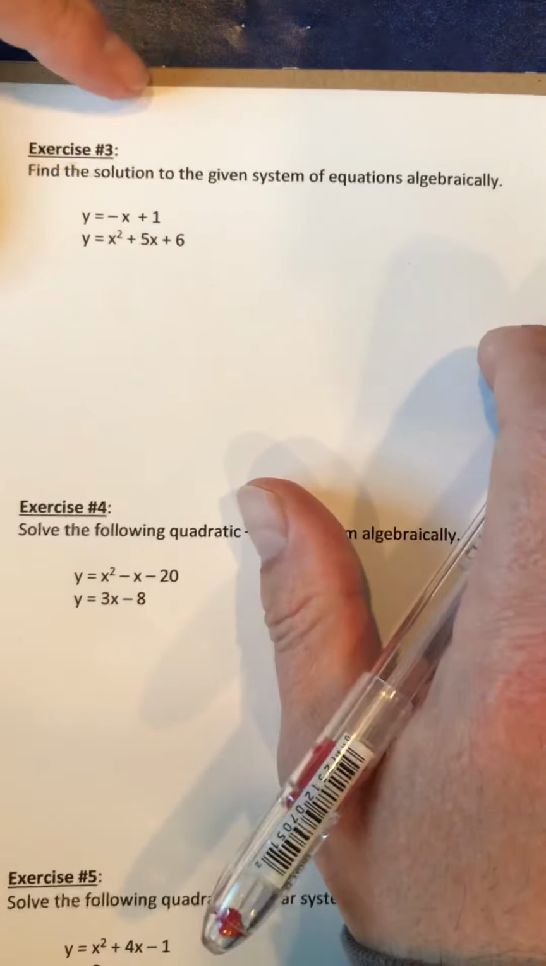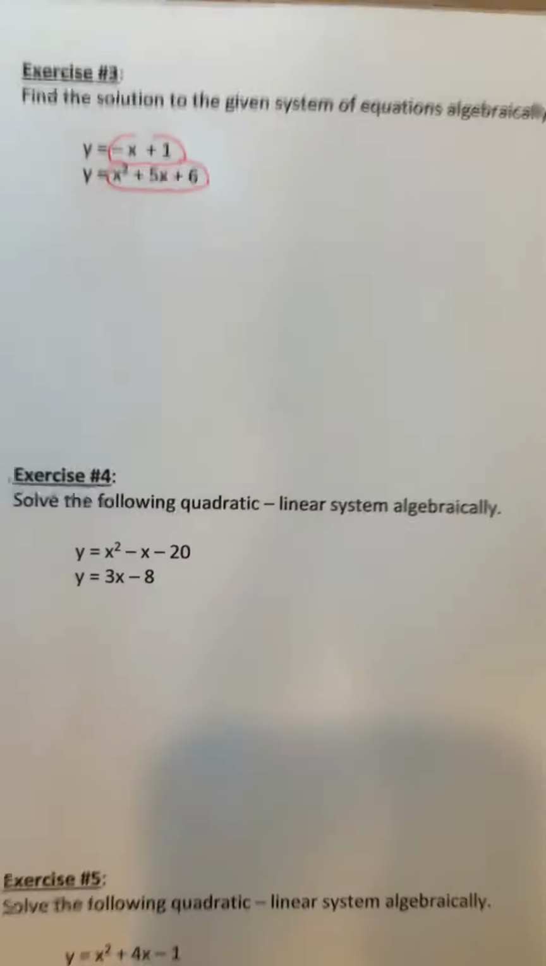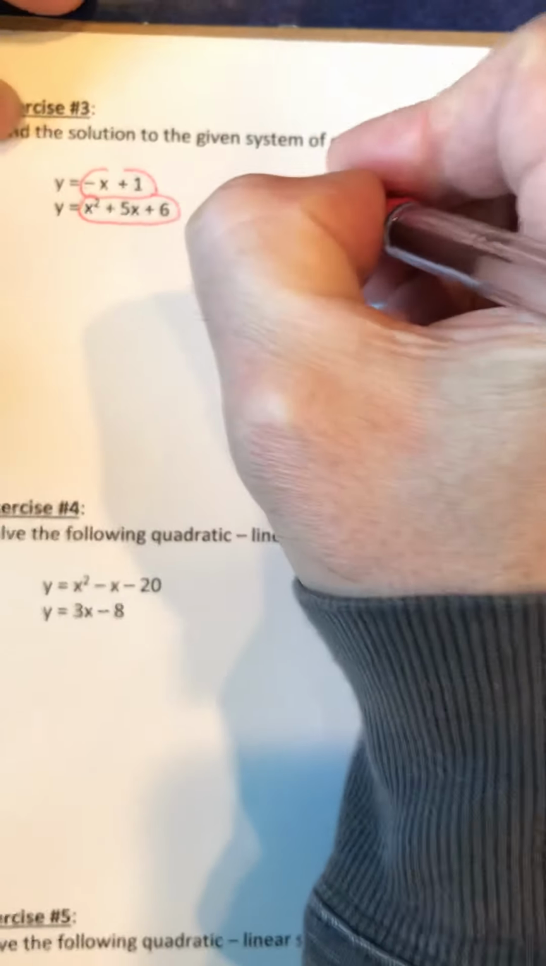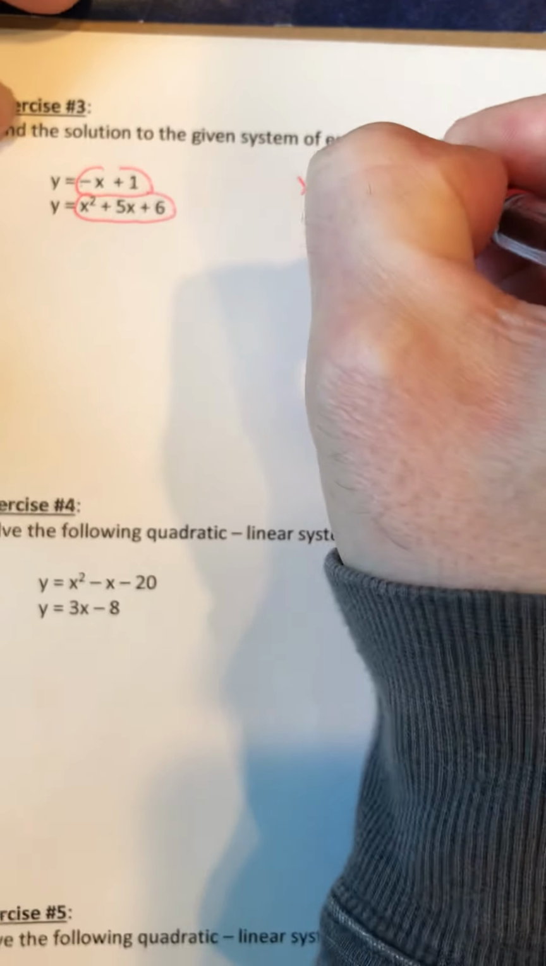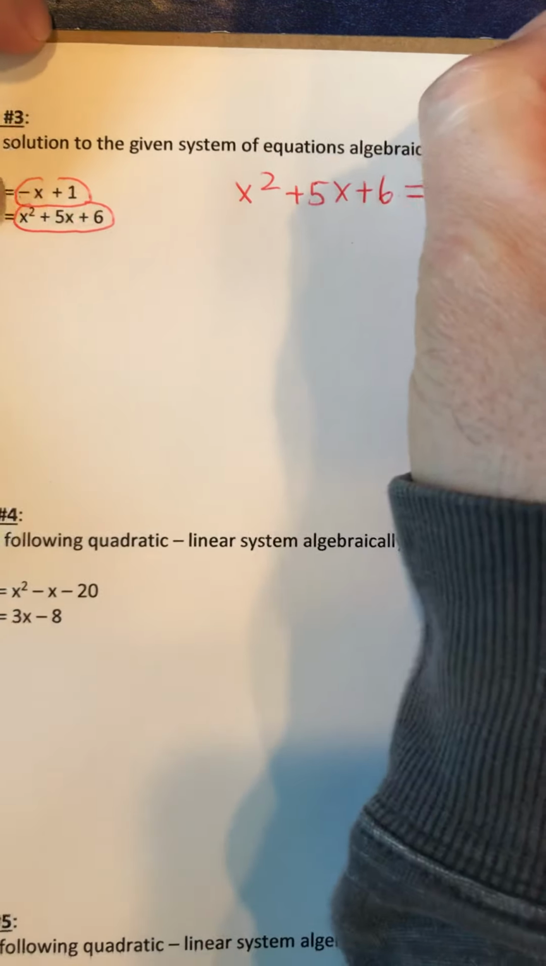So the first thing I'm going to do is set them equal to each other. I would put the quadratic one on the left. So I'm going to take this x squared plus 5x plus 6, and I'm going to make that equal to negative x plus 1.